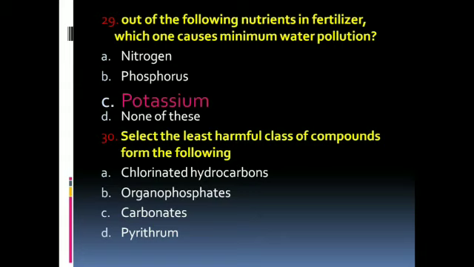And pyrethrum is one which, when washed into the water, will kill the fishes. So the right answer should be carbonate.